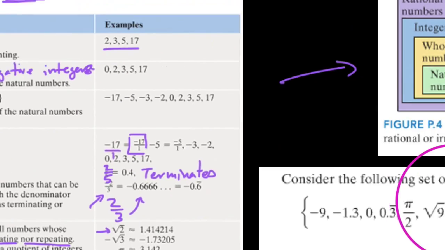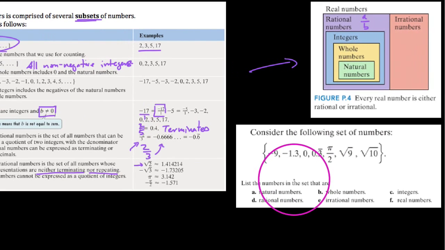So what I want to do is consider the following set of numbers here. And what I want to do is list all the numbers that are in the set of natural, whole numbers, integers, rationals, irrationals, and reals. And the first thing I want to do is go through and say, well, can we identify any that we would consider to be irrational right off the bat? And the two that I can indicate right here that would be irrational would be pi divided by 2, because pi, remember, doesn't terminate and doesn't repeat, but also the square root of 10, okay?